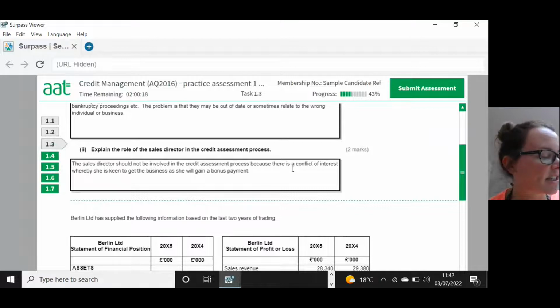Again, if I look at their suggested answer, much more wordy, but we're looking for 2 marks. They've said the sales director's role is primarily sales driven and she may be influenced by the fact that she receives a bonus based on the amount of new business. I'd be happy that I was going to pick up that mark from what I've written there.